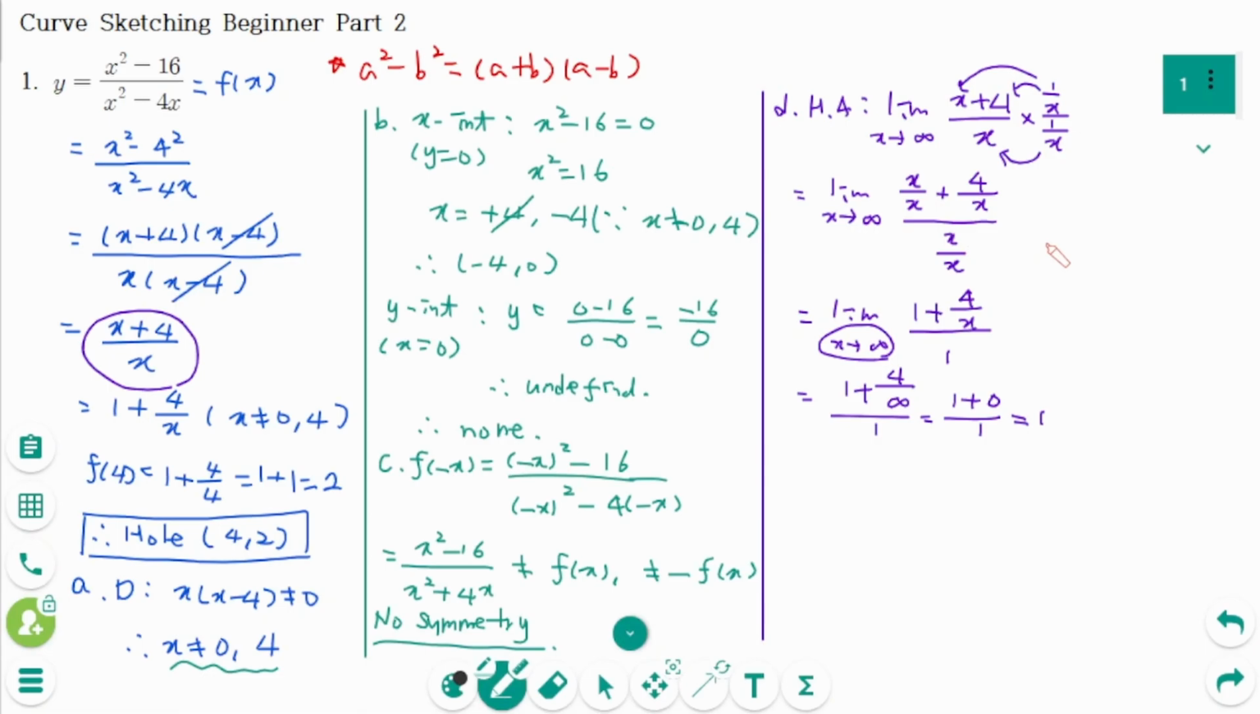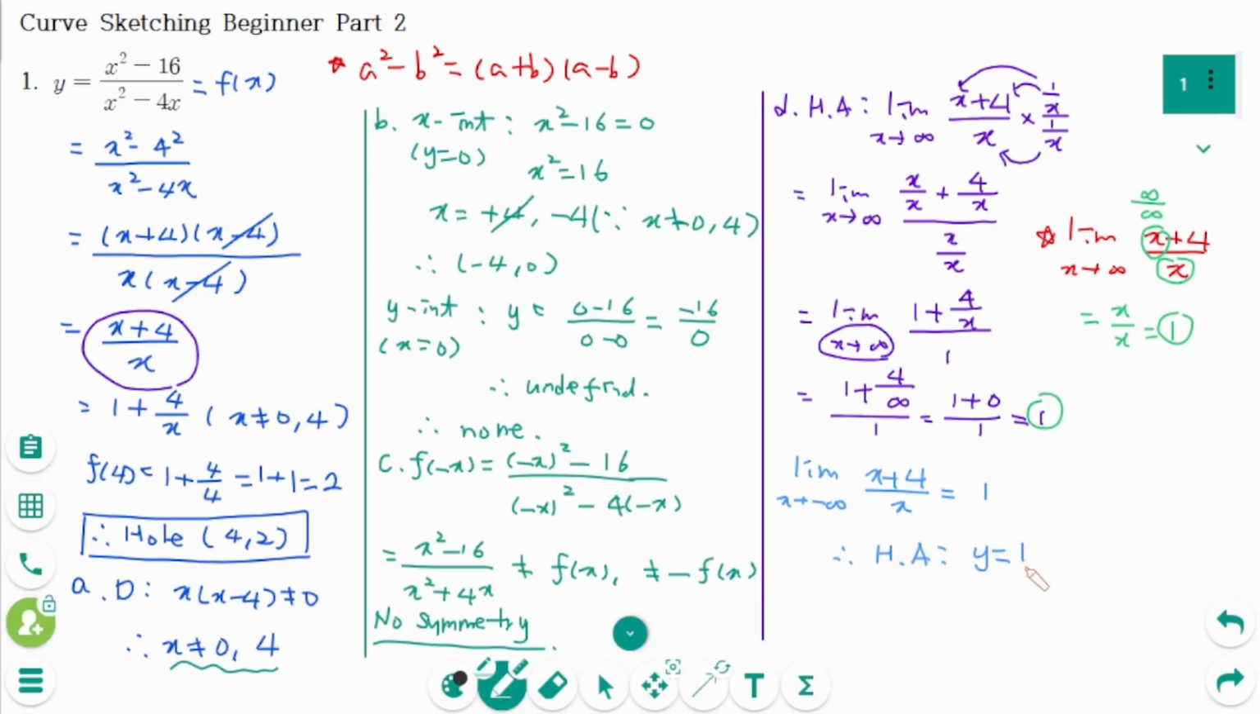equals 1. Do you remember the shortcut? Limit x approaches infinity, x plus 4 over x. When you see infinity over infinity form, then only take the highest degree in each term, which is x over x equals 1. Then we have the same answer. Limit as x approaches minus infinity, x plus 4 over x equals the same. Answer is 1. That means y is 1.